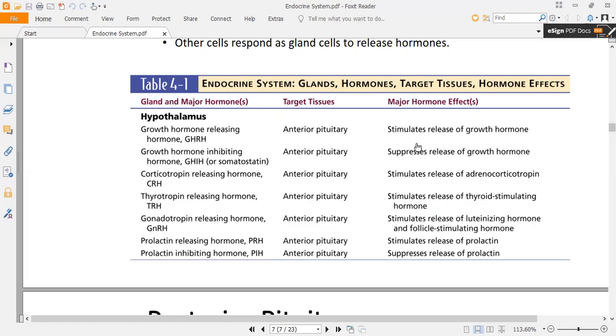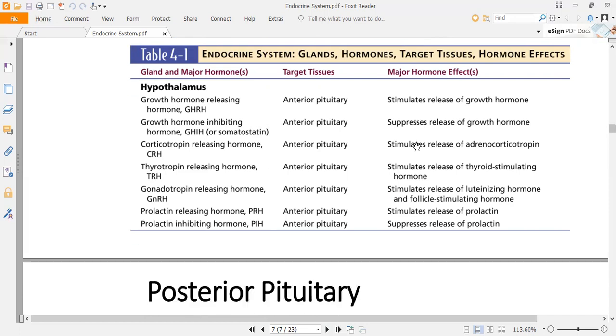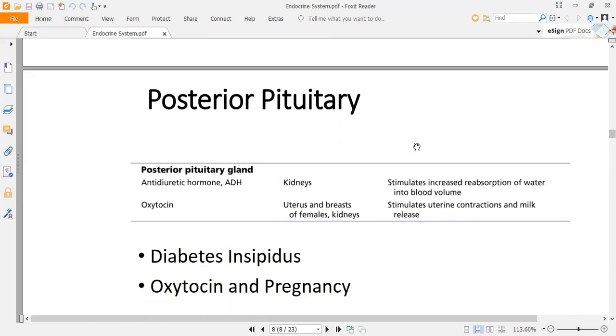Growth hormone, as you know, in oversecretion causes gigantism, while undersecretion causes dwarfism. Then adrenocorticotropic hormone and the other hormones are going to elicit a response in their target organs. That's what we are going to be discussing in detail later.